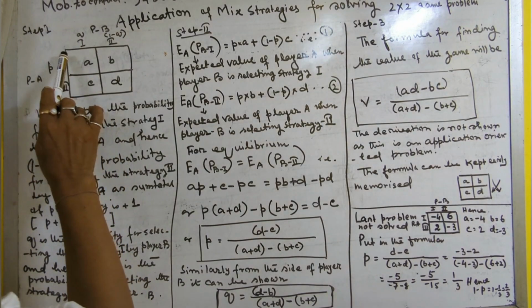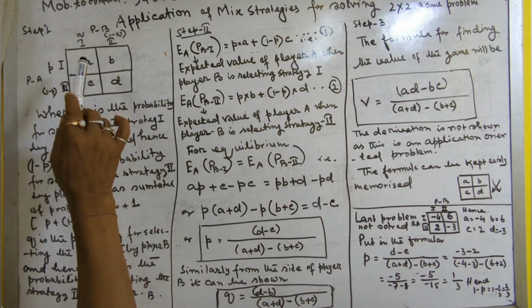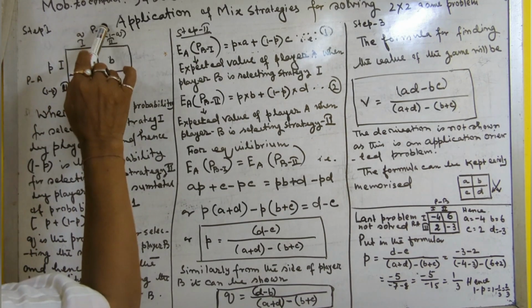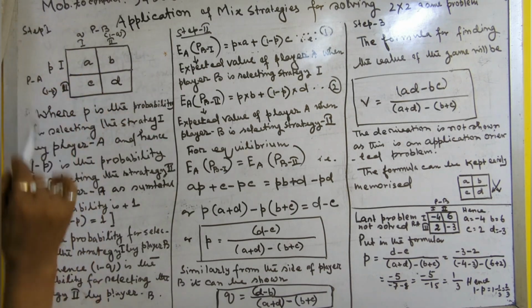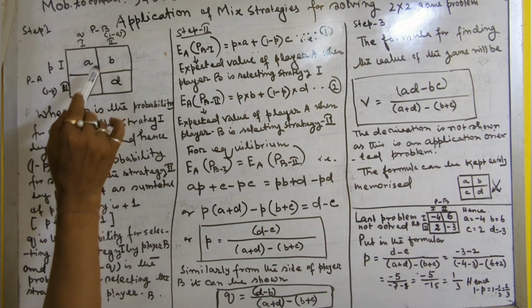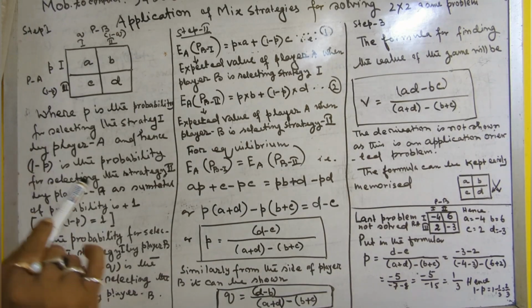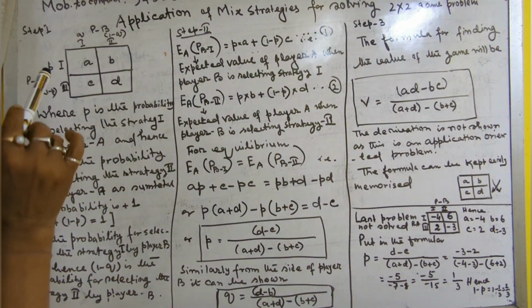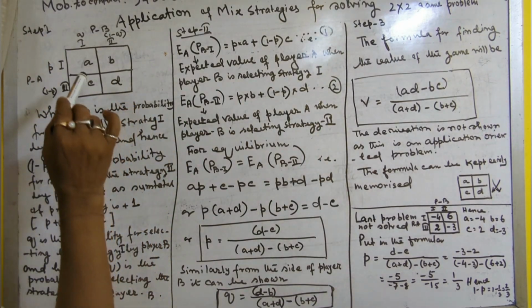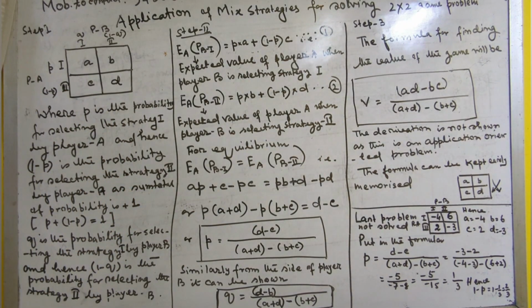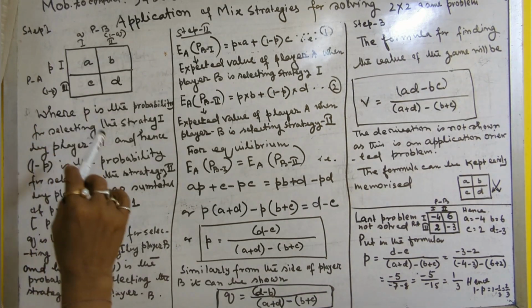Okay, this is the 2 by 2 game problem. For player A the strategies are 1 and 2. For player B the strategies are 1 and 2. And the payoffs are a, b, c, d. We have taken general values. For solving an actual problem, we have to put the numerical values in place of a, b, c, d, whatever they are. Now I am going to start to develop the algebraic formula.